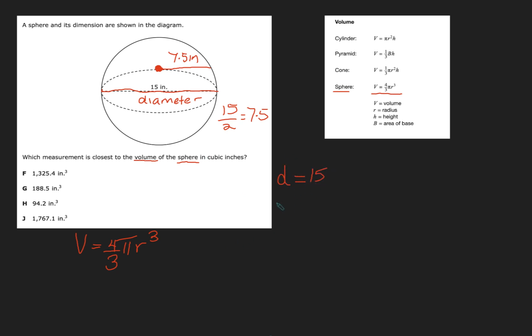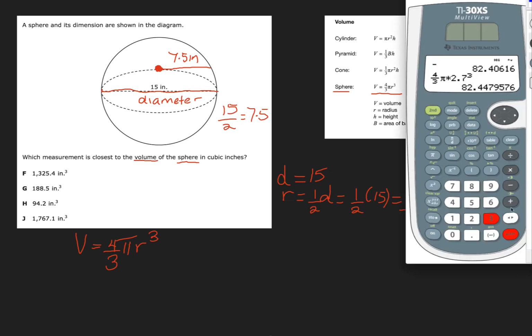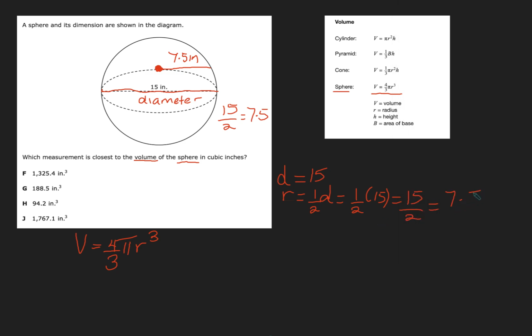Always remember your diameter is 15. Therefore, your radius is half of the diameter, which is half of 15, which is basically like taking 15 and dividing it by 2. And again, if you use your calculator, let's clear this. We take 15 and divide it by 2. Notice you get 7.5. So let's fill in. So we have 4 over 3. I'm going to leave pi as it is, pi. Our radius is 7.5 to the third power.